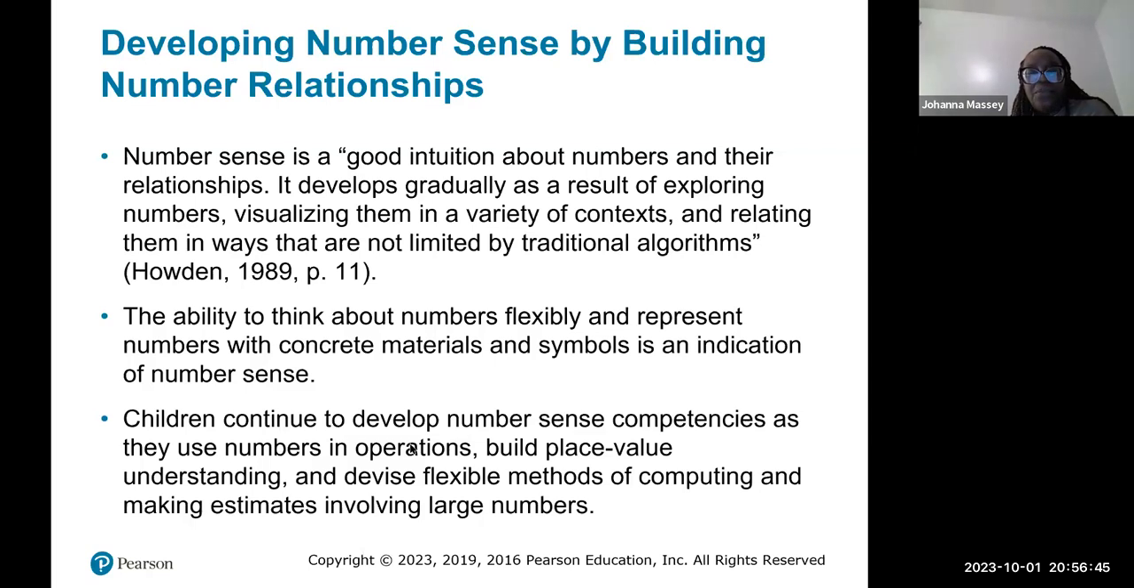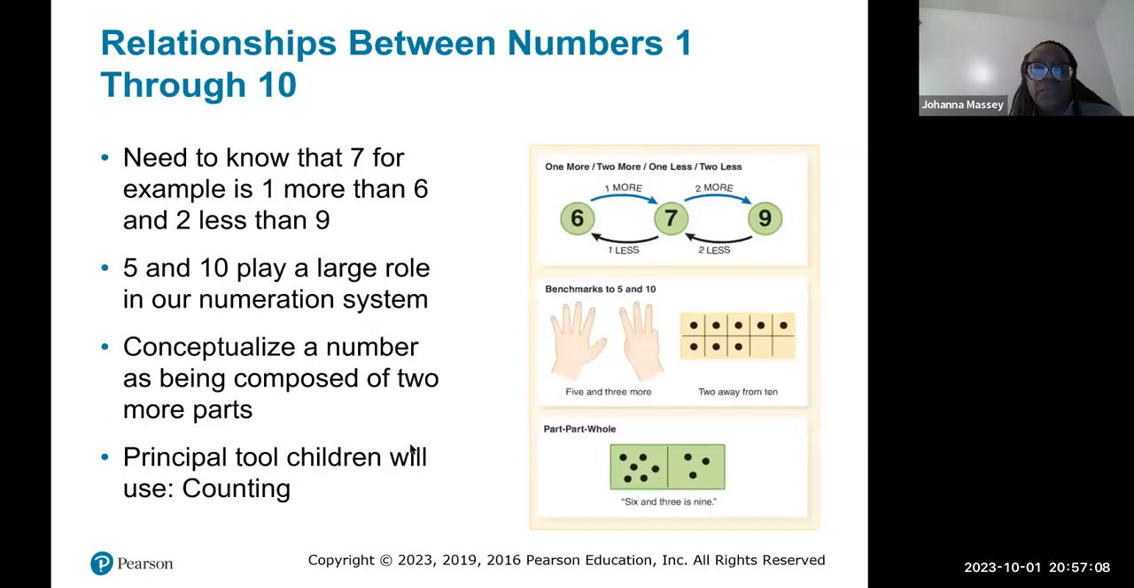Children continue to develop number sense competency as they use numbers and operations, build place value understanding, and devise flexible methods of counting and making estimates involving large numbers. So you can build number sense using number relationships. And look at those relationships between numbers 1 through 10. Look at what they're saying here.